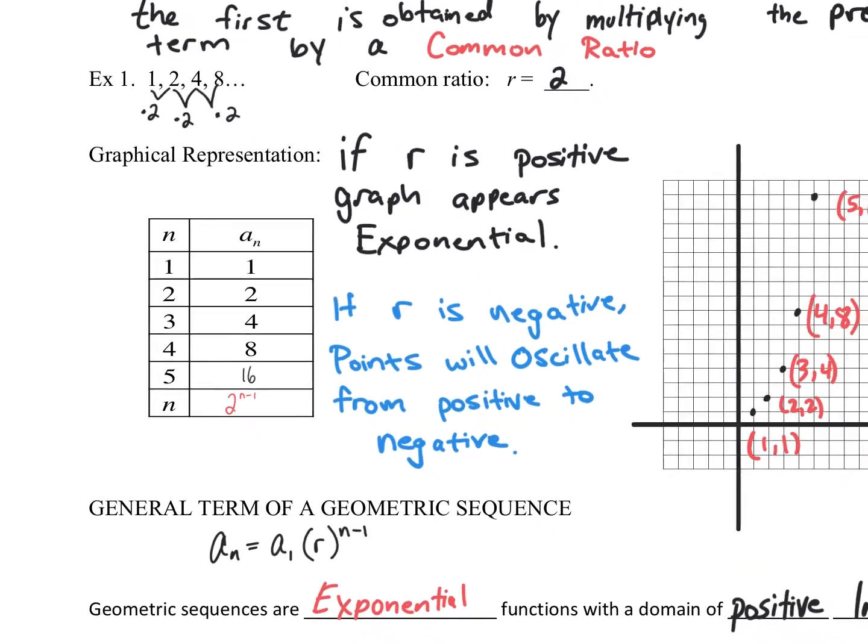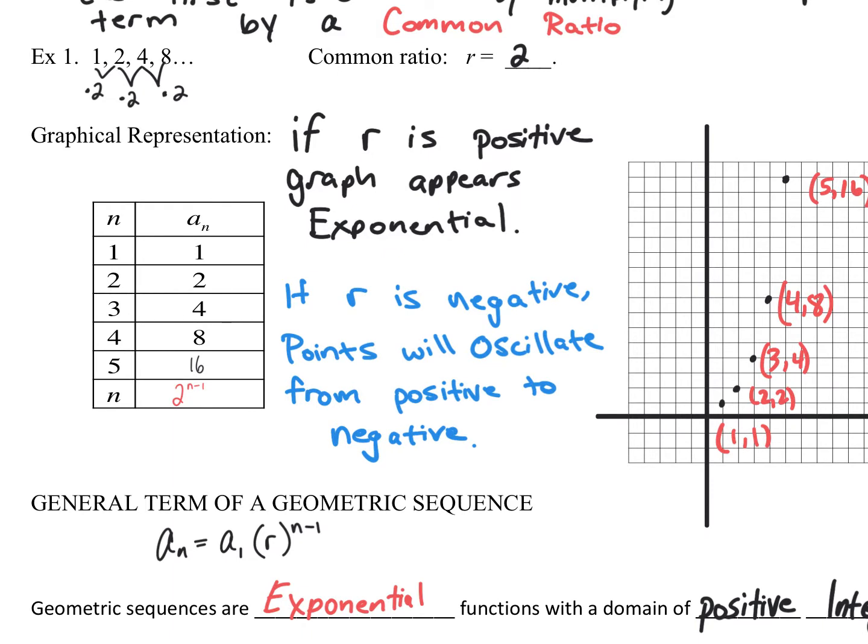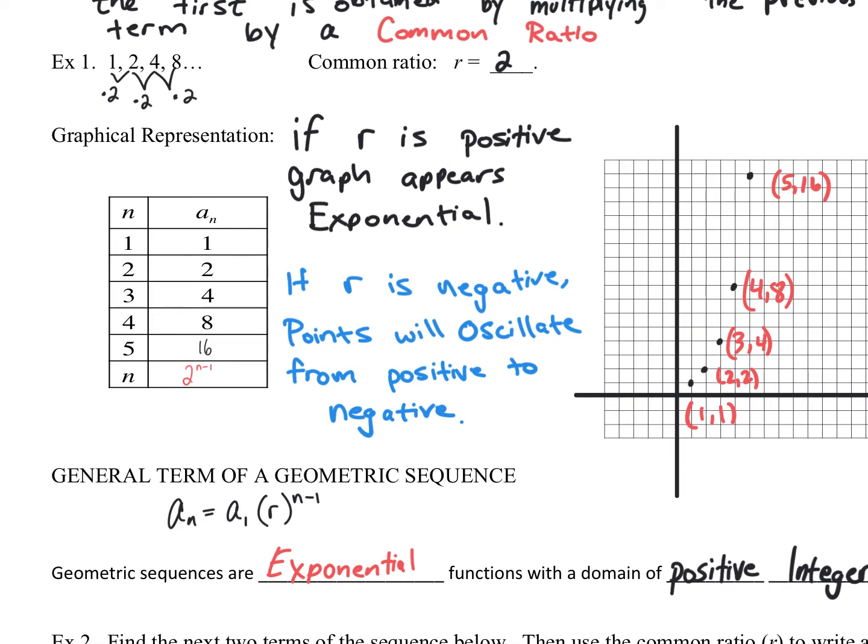We can take a look at the graph here. We can see that as n gets larger and larger for this same geometric sequence, our graph will appear exponential, right? We are used to seeing that shape of an exponential graph. Now, we won't connect the dots here. We'll talk about why in a minute.